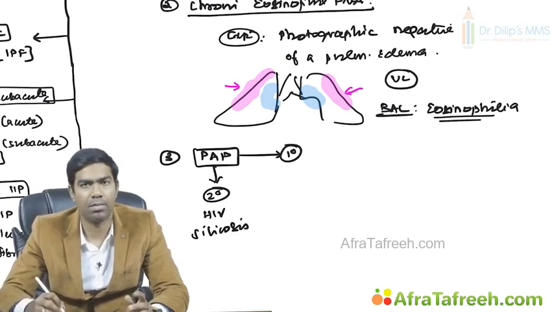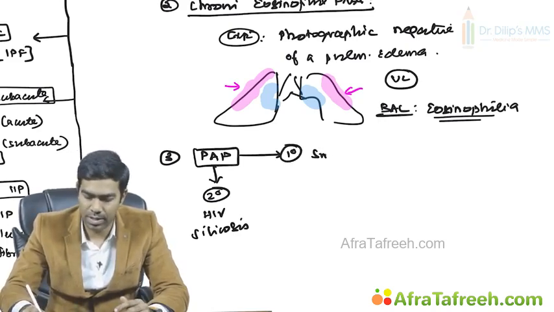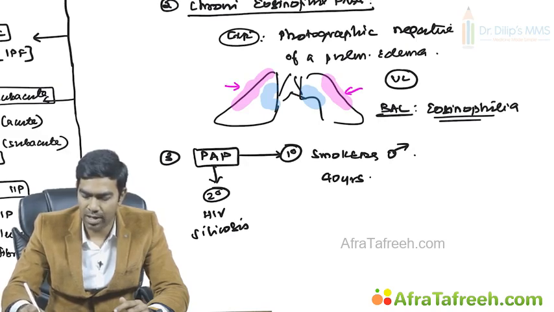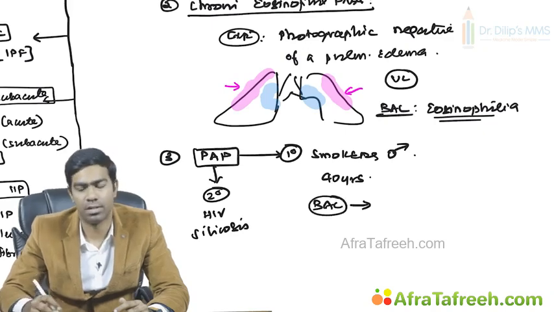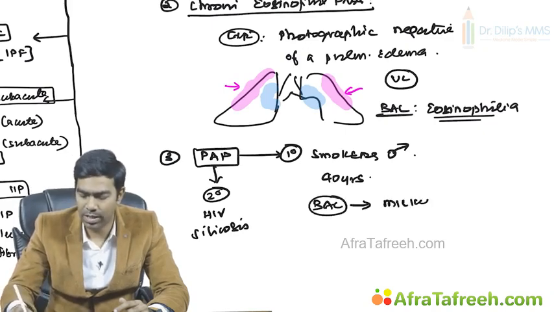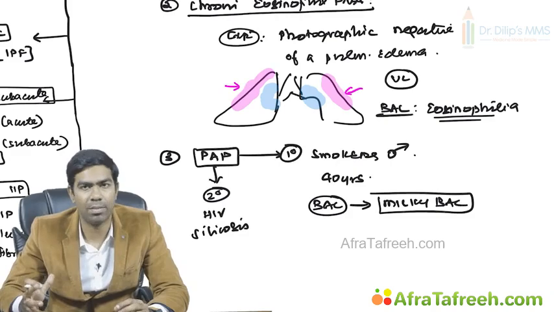The primary PAP, who will get it? Typically, these patients will be males and smokers. A smoking male is very characteristic, usually in the 40s. And when you take bronchoalveolar lavage from these patients, they will be showing something called a milky BAL. That's called milky bronchoalveolar lavage fluid. It will be very turbid and milky.